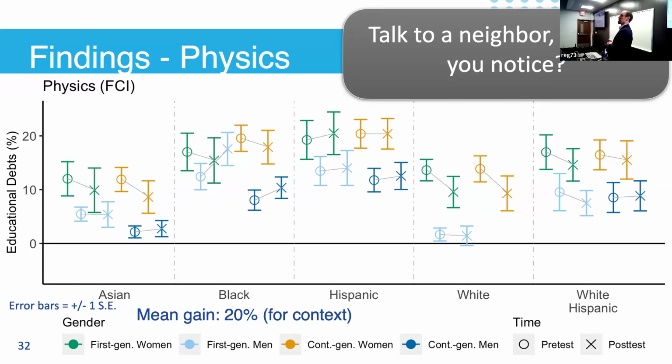Okay, yes, please. Sorry, you might have answered previously, but how do you determine the starting point for all of these? Yeah, so the one group that's missing here is our continuing gen white men, because they are the reference. So it's them compared to that. And it's just before class, the first week of class, versus after the last week.